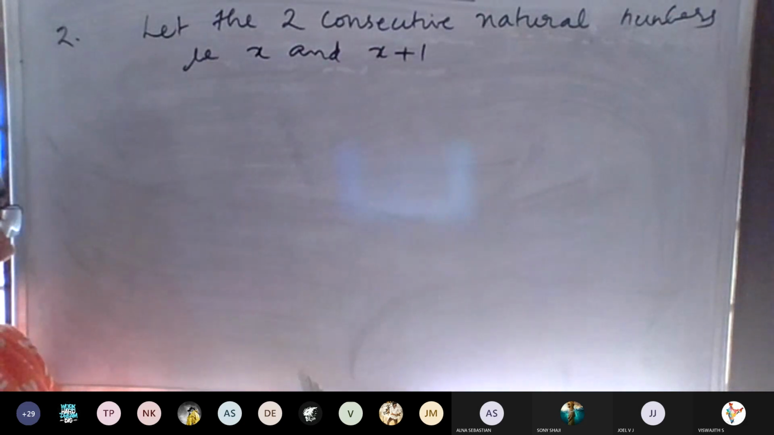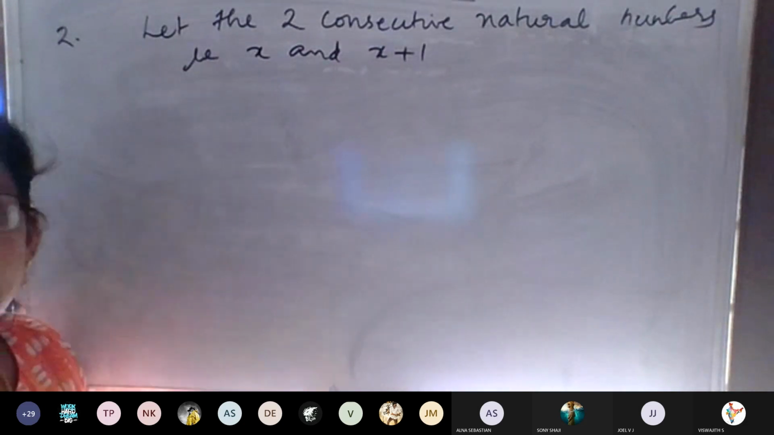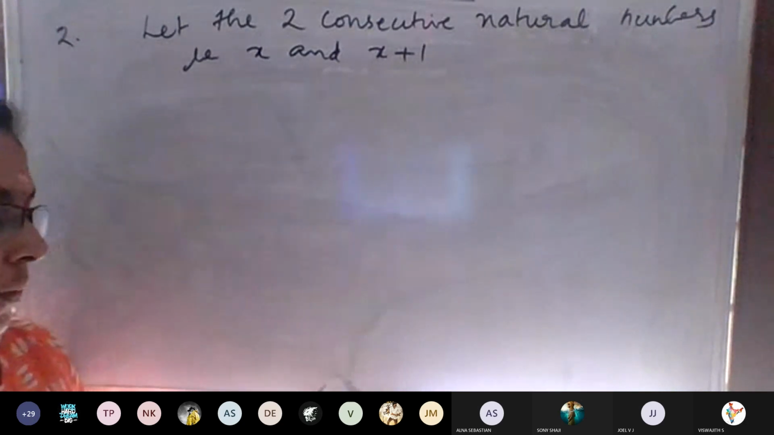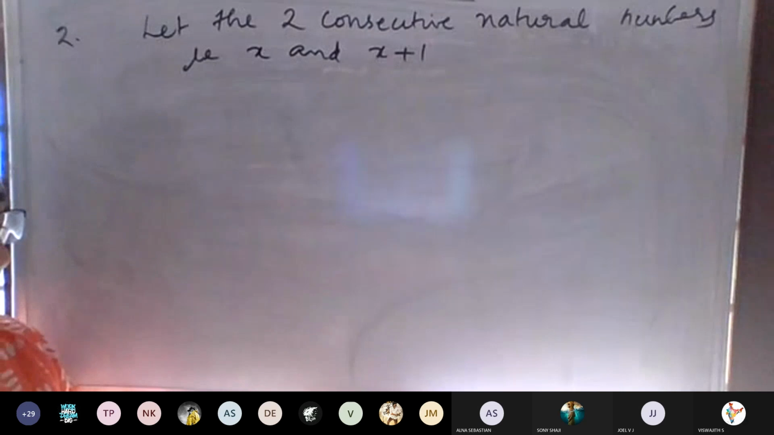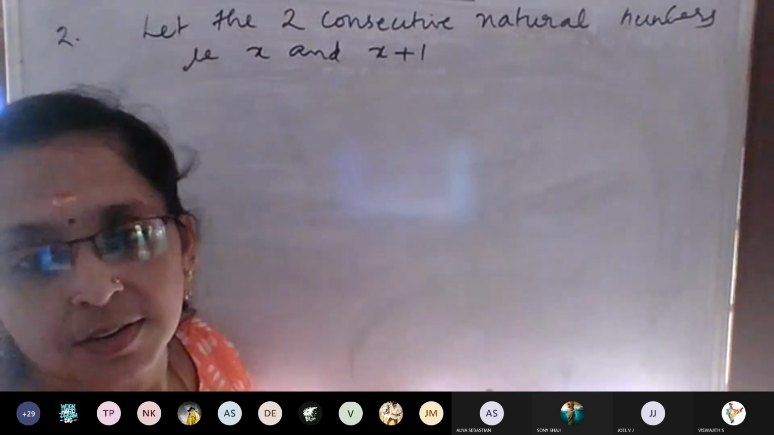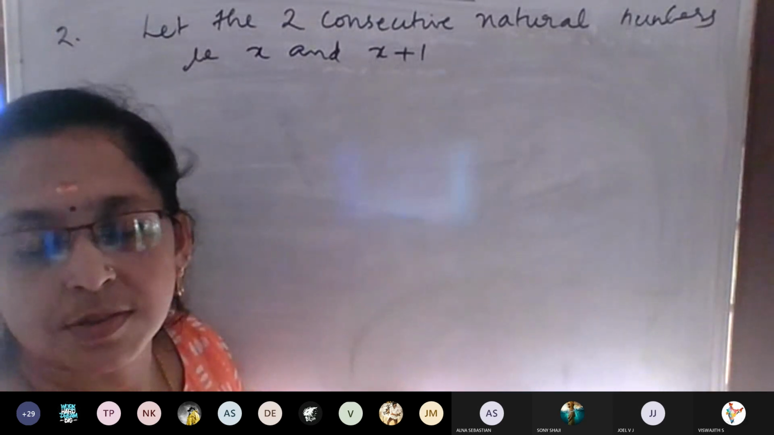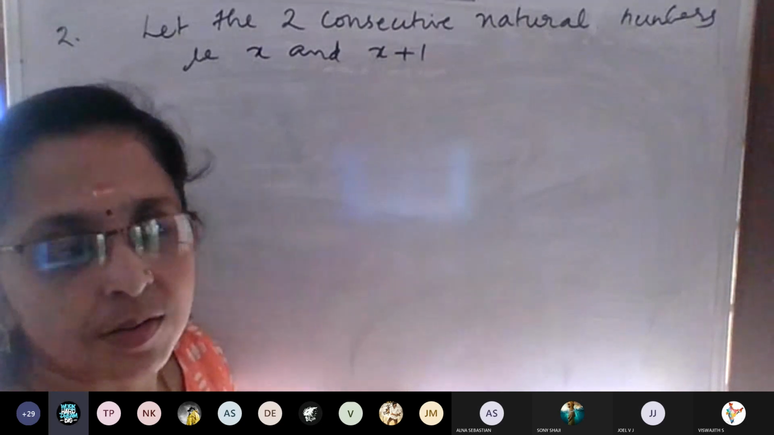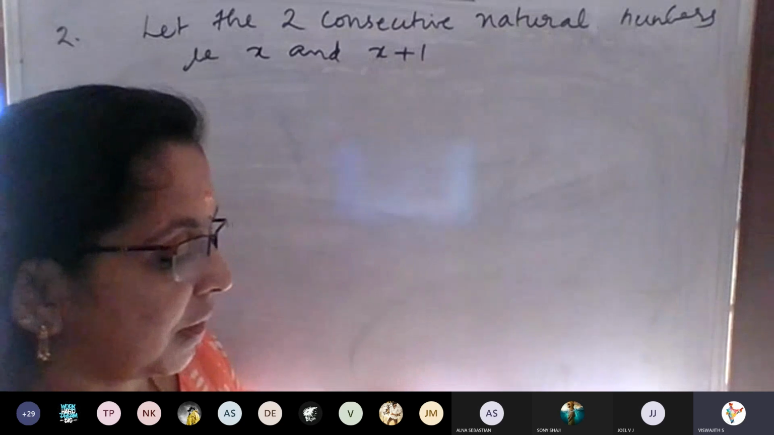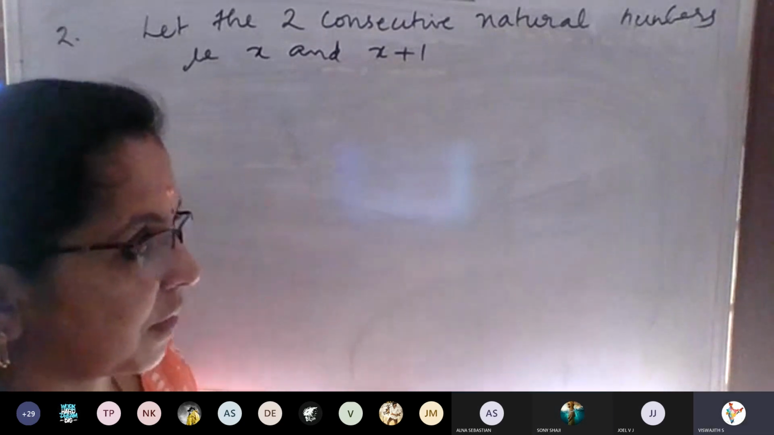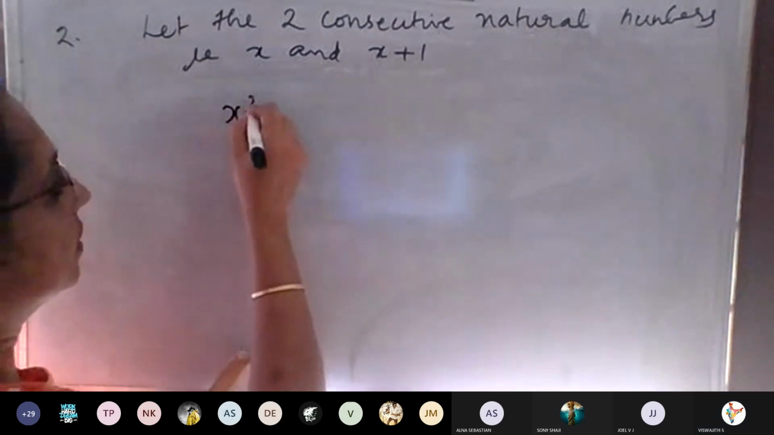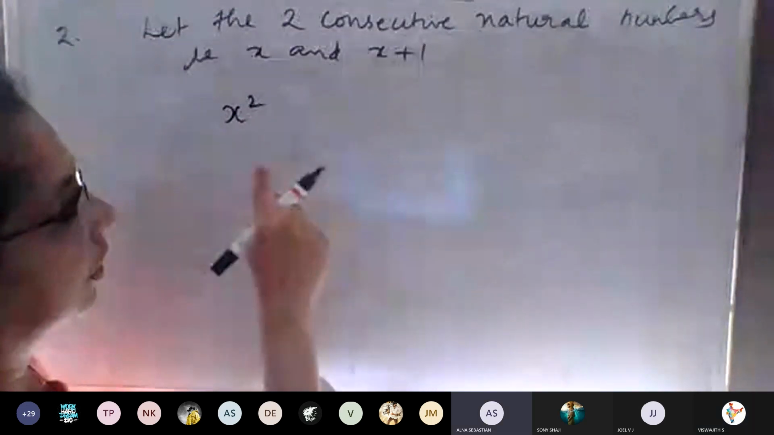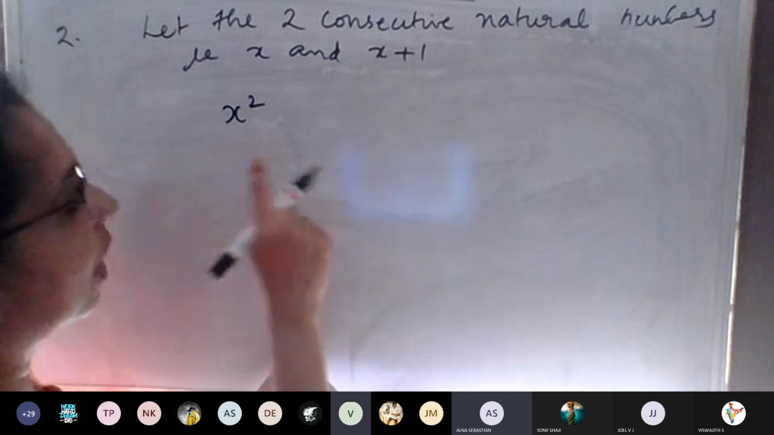What is given? Sum of the squares of two consecutive natural numbers. Can we write x square into x plus 1 whole square is equal to 41? No. Sum of the squares means not into. It is x square plus x plus 1 whole square.